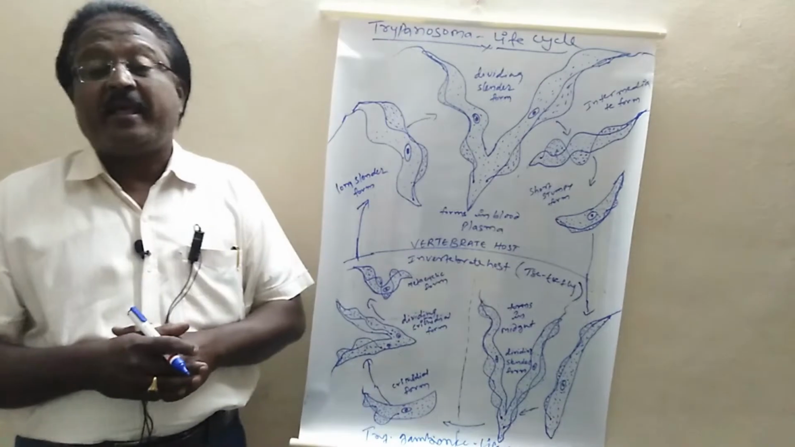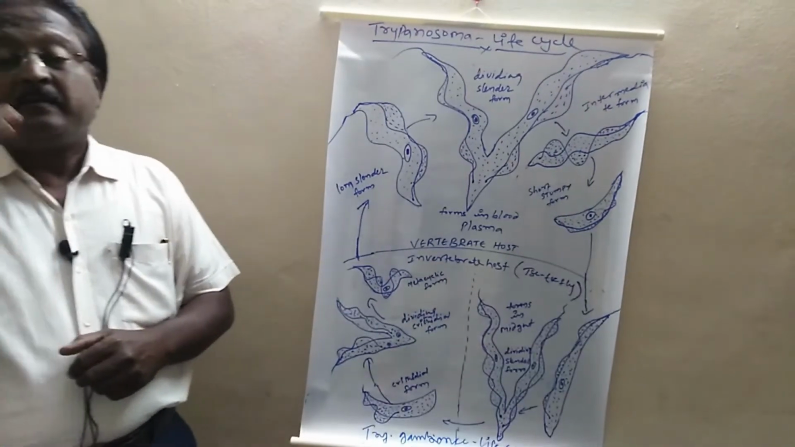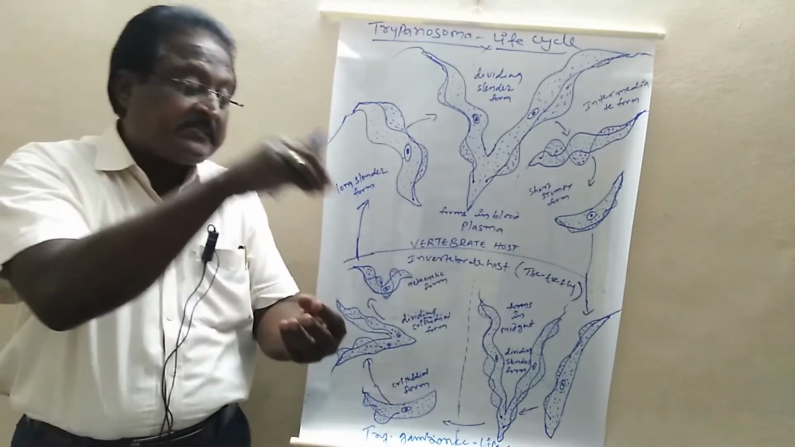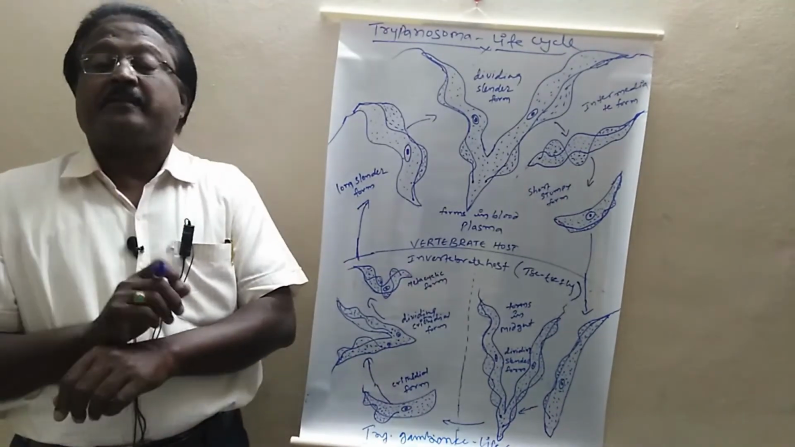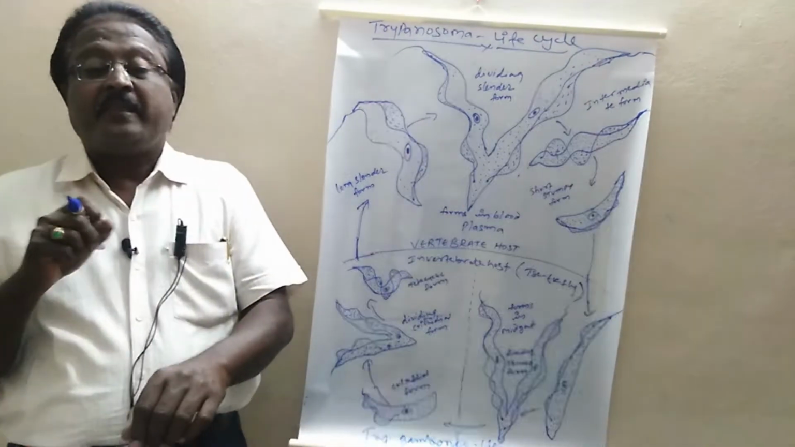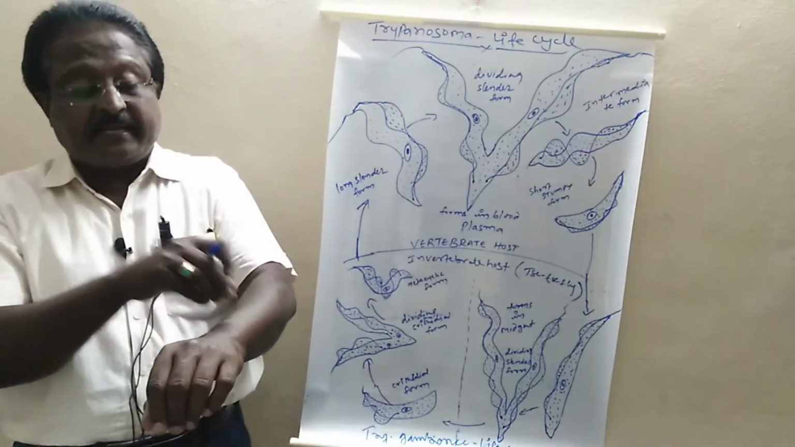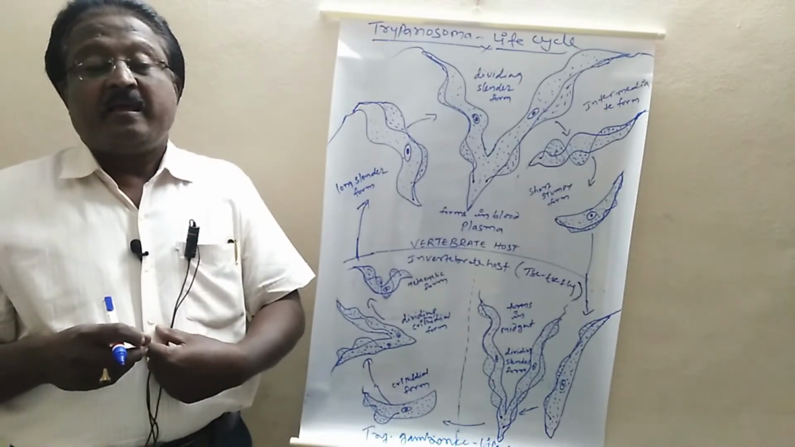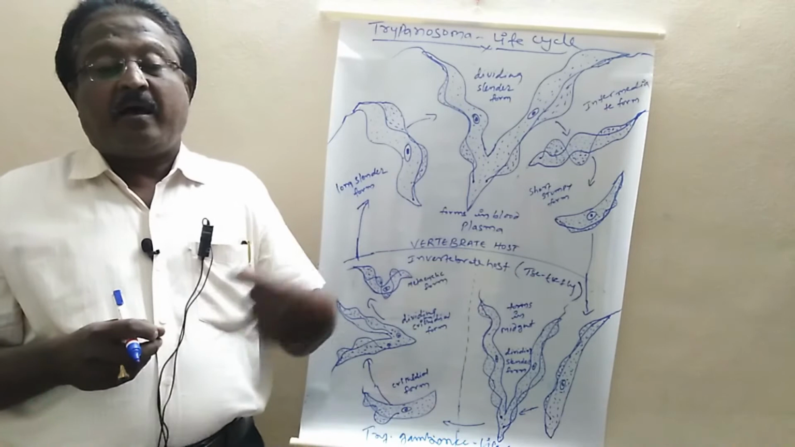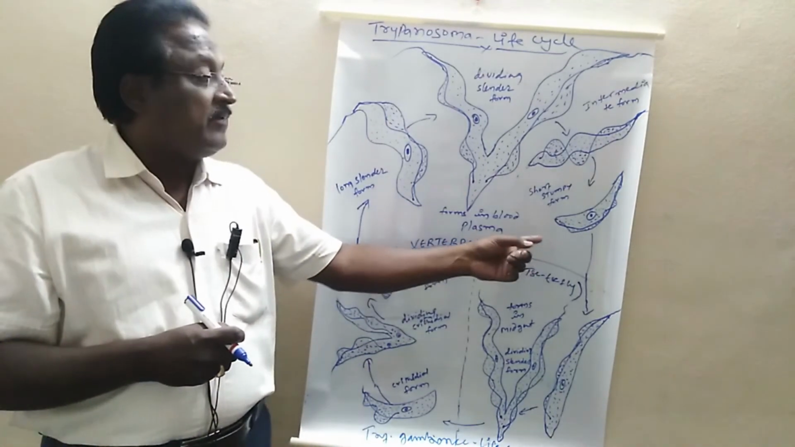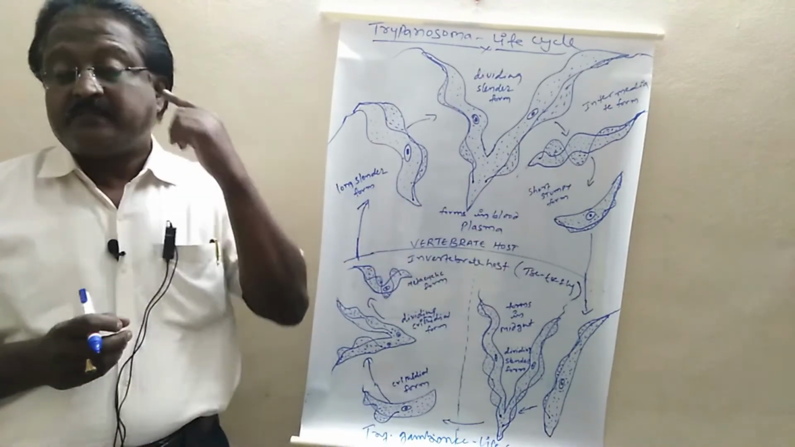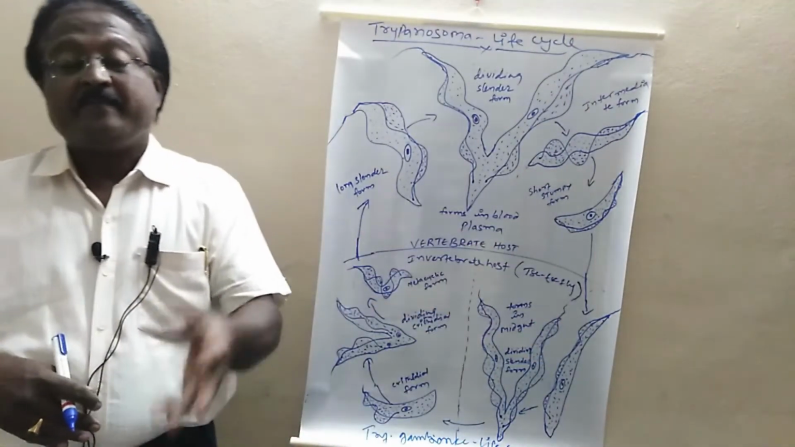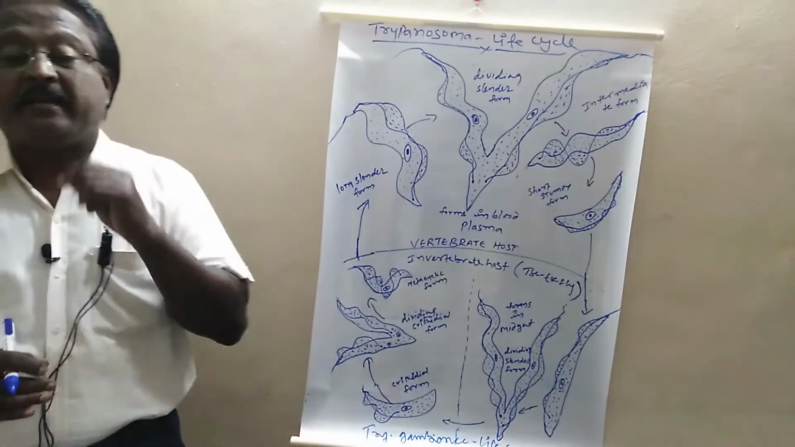When the tsetse fly bites a person and sucks the blood, the short stumpy forms of trypanosoma enter directly, along with the blood, into the midgut of the tsetse fly.